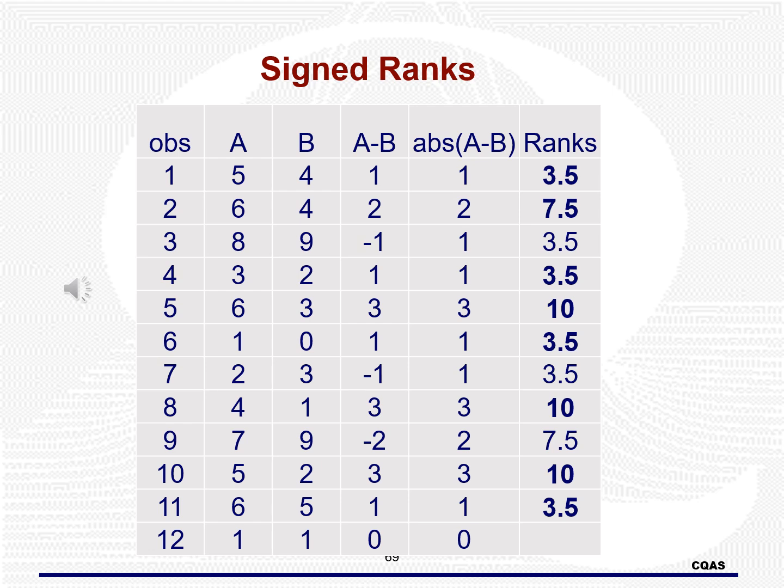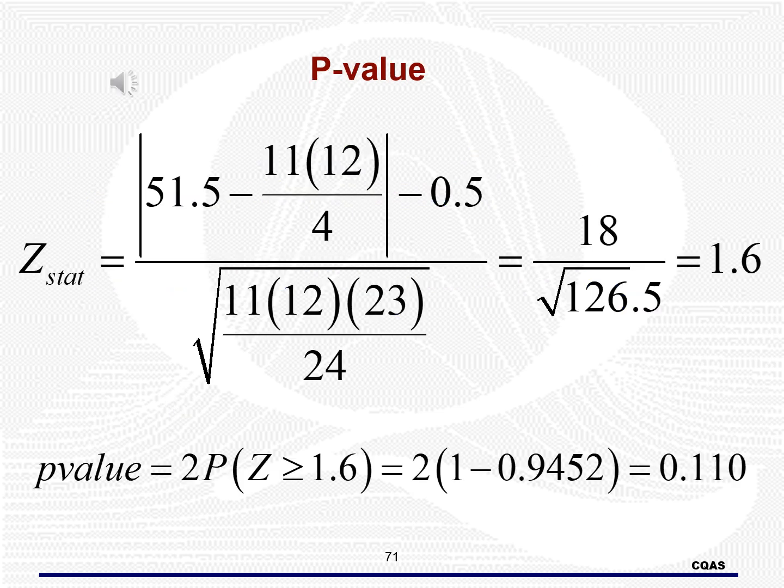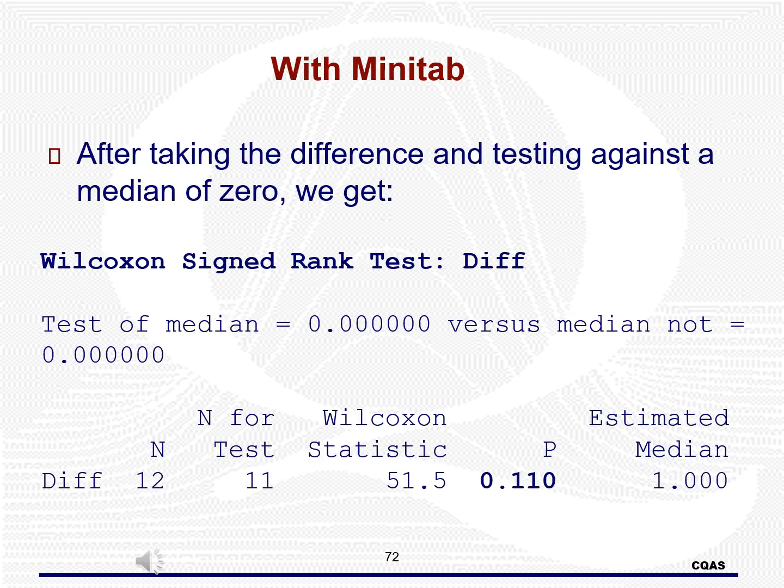Let's look at some details. The test statistic becomes the sum of the positive ranks, which is 51.5. Now we will use the approximation to get the p-value. Here are the calculations. The p-value becomes 0.110. How do we do this with Minitab? Again, we will need to use the differences since the test is set up only for the one sample case. You can see from the output that the p-value is the same as the one we got when we did it by hand.